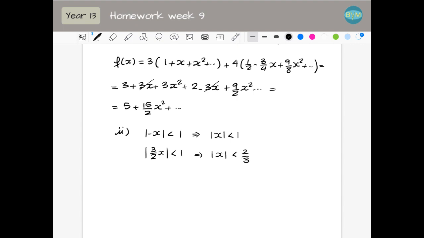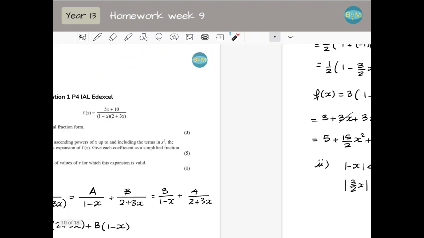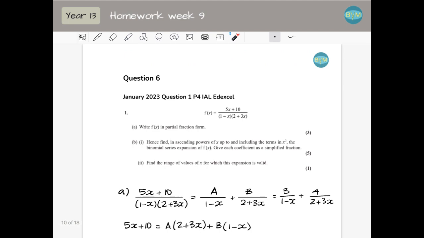And both things have to happen at the same time if I want both binomials to work. So it has to be smaller than 1 and smaller than 2/3, which means it has to be smaller than 2/3. Both things happening at the same time. That's all. That's everything you have to do in this question.